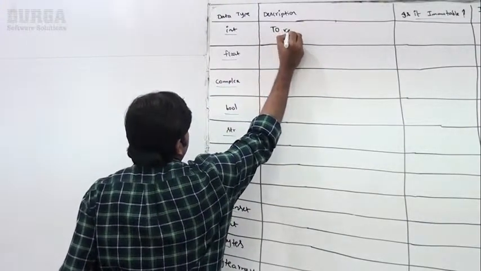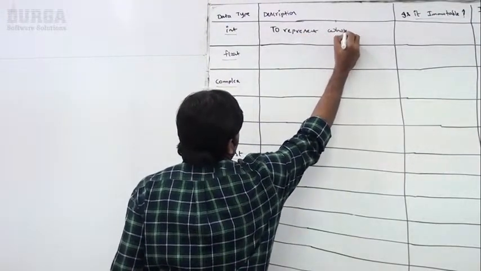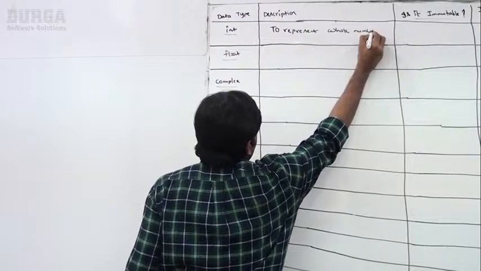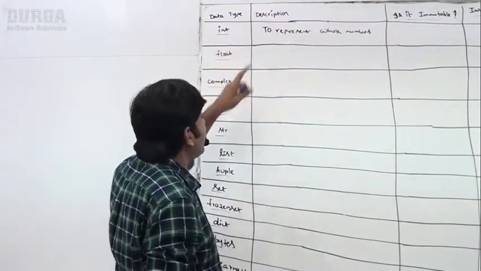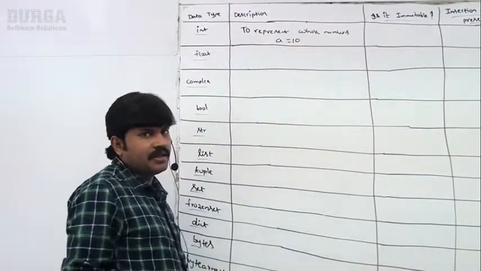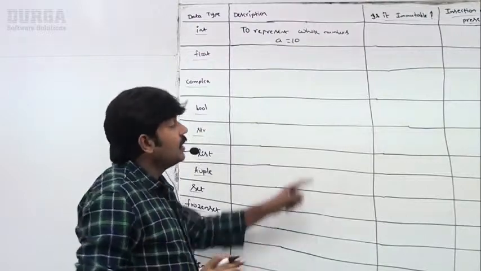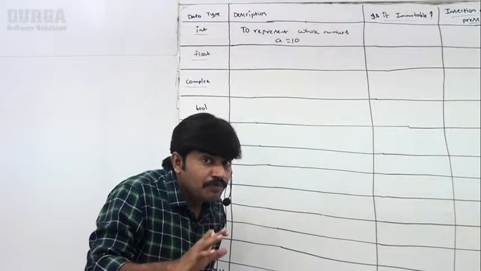Just to represent whole numbers or integral numbers, the numbers without any decimal point. Then we require to go for int. Best example, a = 10. This number does not have any decimal point.